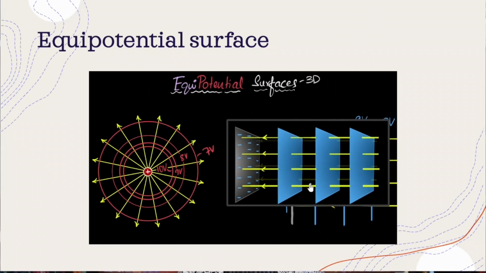Equipotential surface. As we have done the electric field lines, we should be knowing what are equipotential surfaces, what are the properties of drawing equipotential surfaces. As you can see on the screen, we have drawn the equipotential surfaces for a point charge, for a uniform electric field. We have also learned the equipotential surface for a dipole, etc. So this topic, please learn carefully.